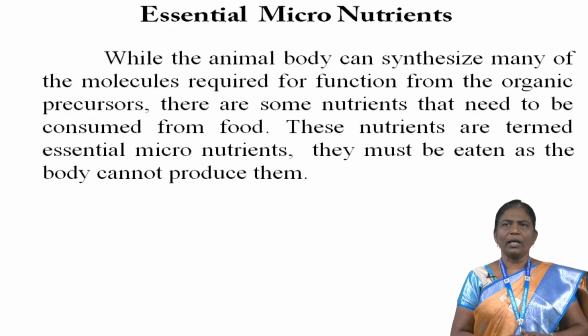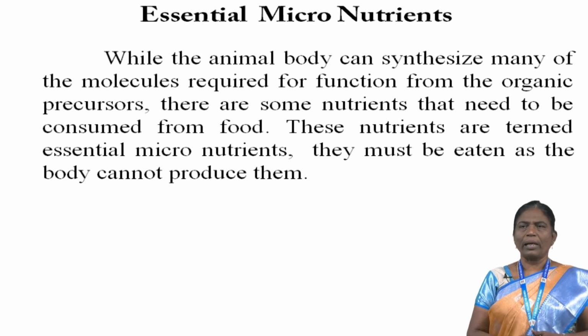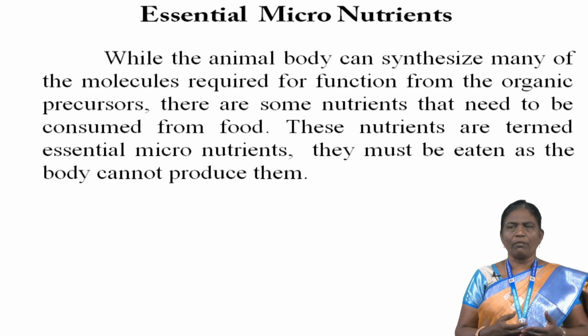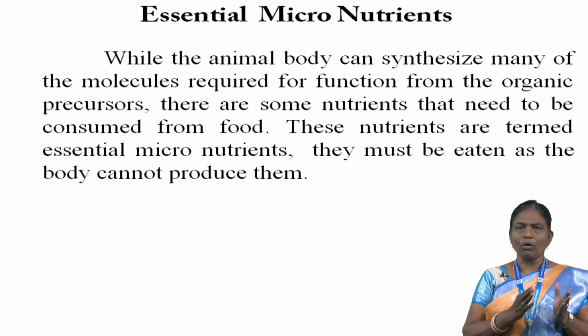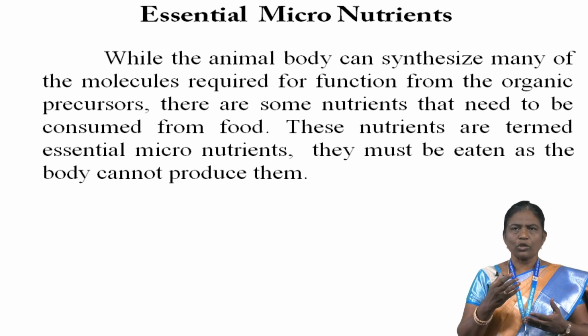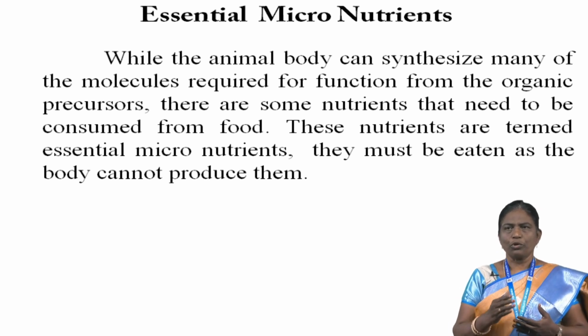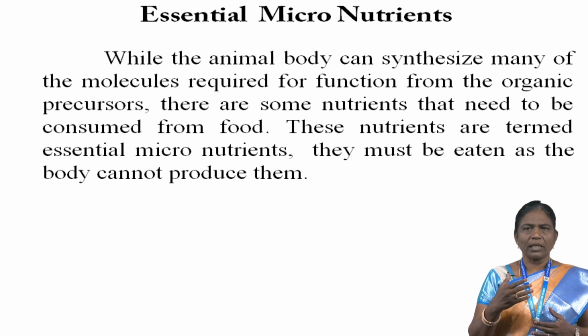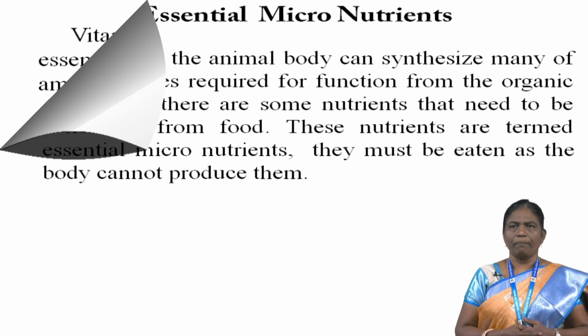Then let us see about the essential micronutrients. While the animal body can synthesize many of the molecules required for its function from organic precursors, there are some nutrients that need to be consumed from food. These nutrients are termed essential micronutrients. They must be eaten as the body cannot produce them.